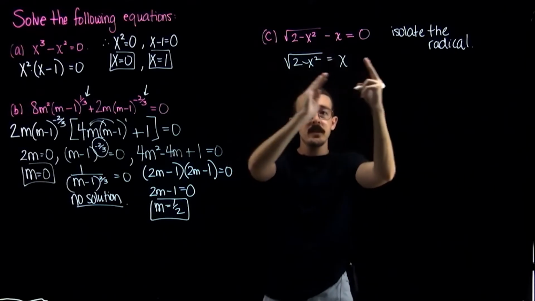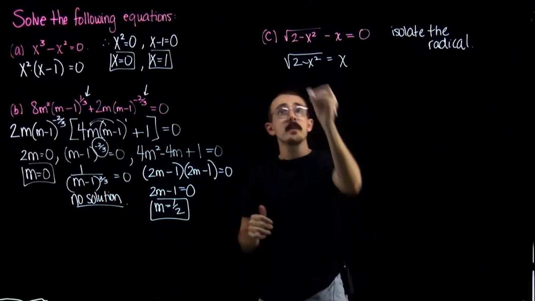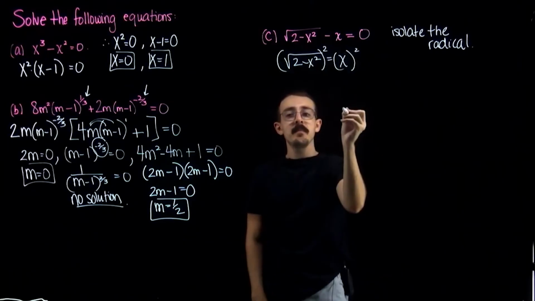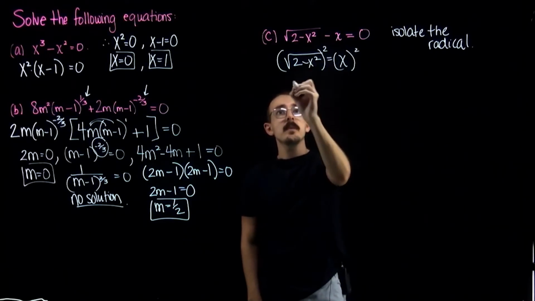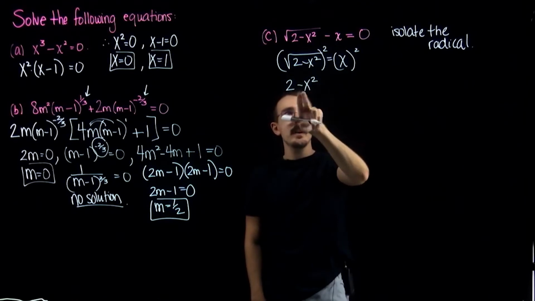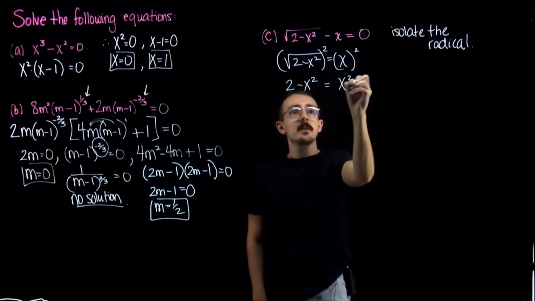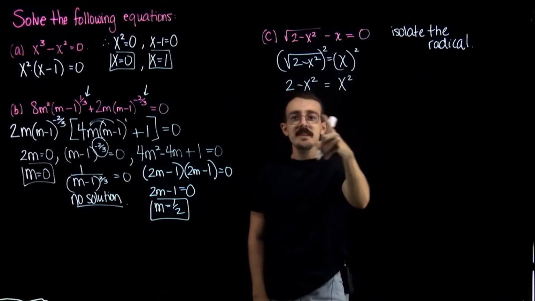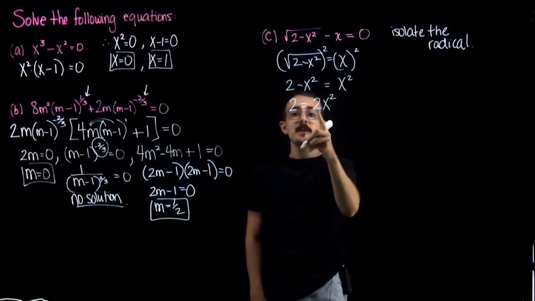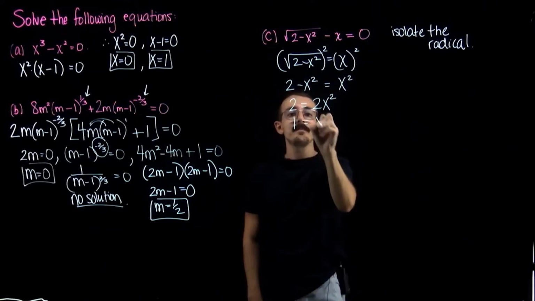I'm going to square both sides to undo a square root. So it looks like this. I'm going to square both sides. Squaring the square root removes it, so you just get what's inside, which is 2 minus x squared. Here's another x squared. Now if I add this x squared over to this x squared, I have 2x squared. And 2 divided by 2 is just 1.